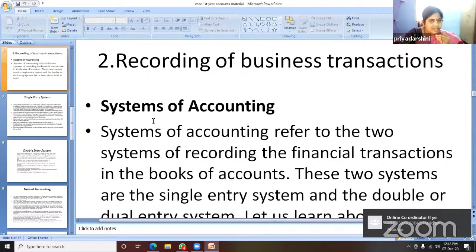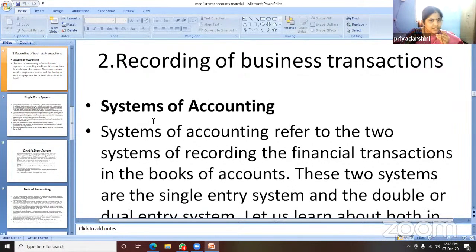Good afternoon, students. Welcome back to TRVI Society accounting classes. In the last session, we discussed the first chapter from the first unit, that is bookkeeping and accounting. Now, coming to the second chapter, recording of business transactions.